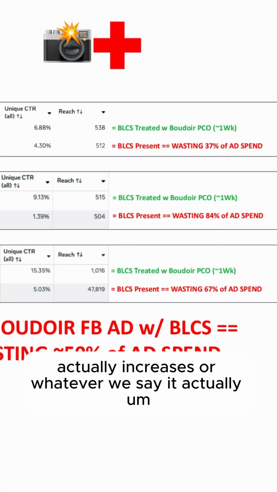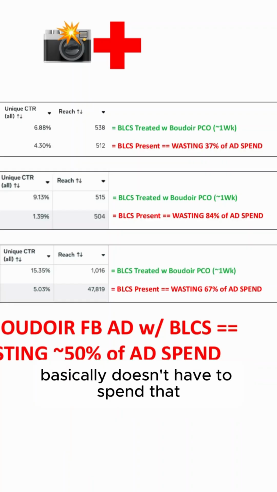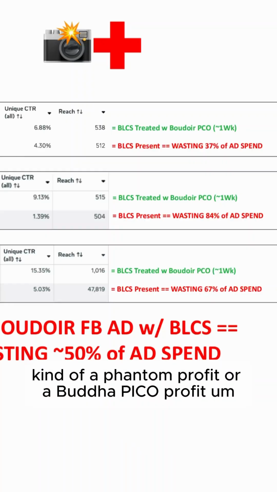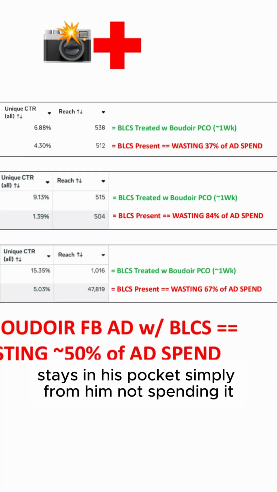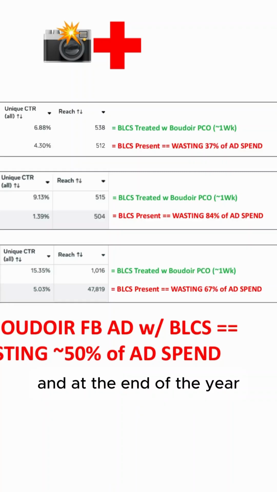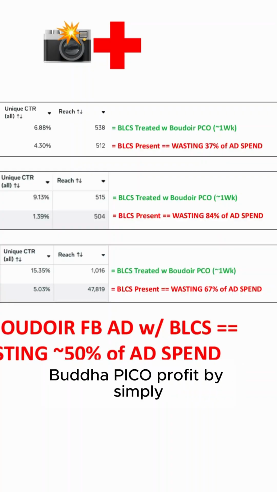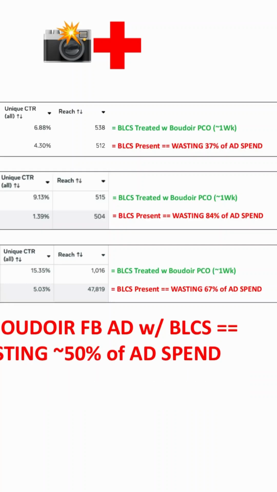He basically doesn't have to spend that, just simply pockets it, kind of a phantom profit or a Boudoir Pico profit. But he no longer has to spend it. He pockets it every single month. Stays in his pocket simply from him not spending it. And at the end of the year, it's like what, 80K bonus, 80K phantom profit, 80K Boudoir Pico profit by simply running this one treatment of Boudoir Pico.